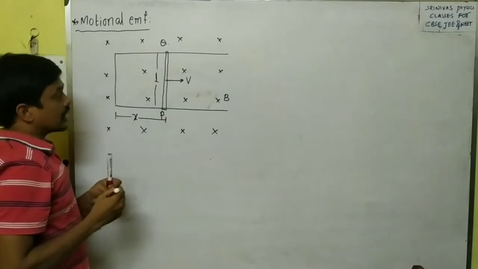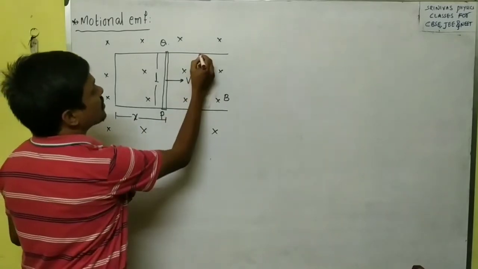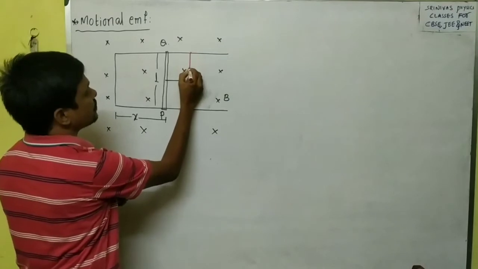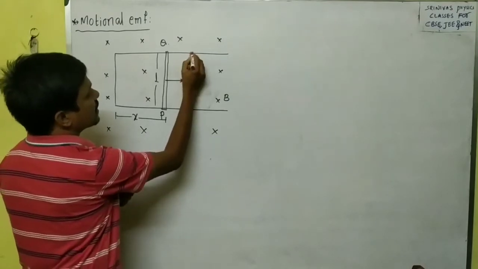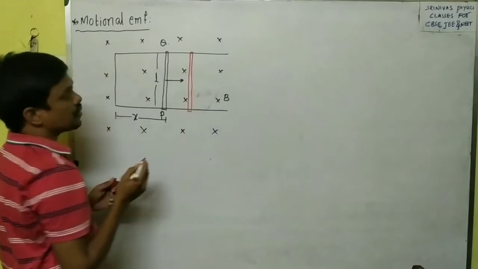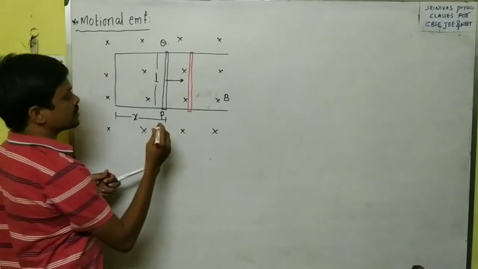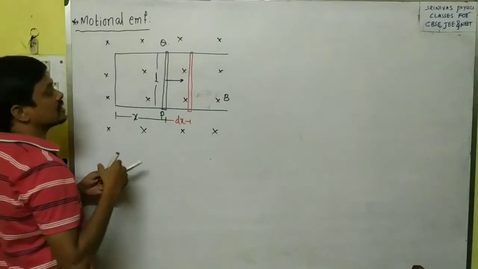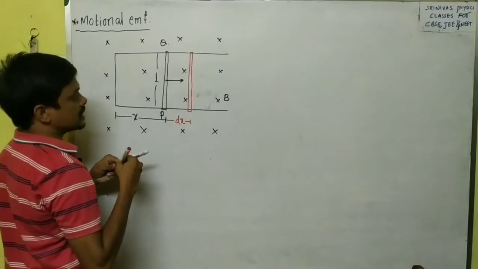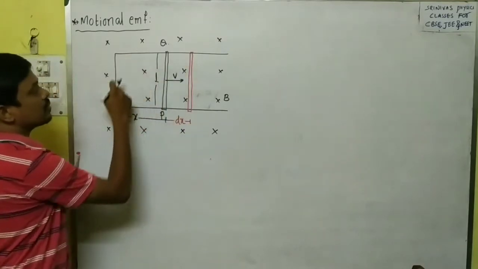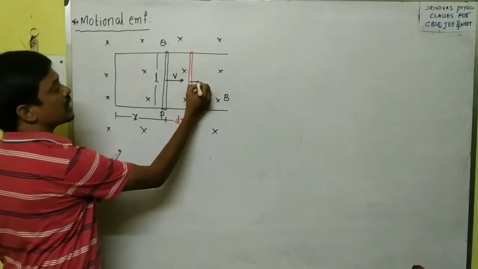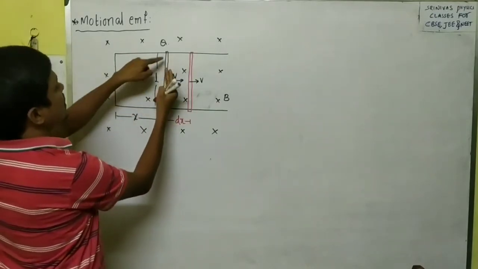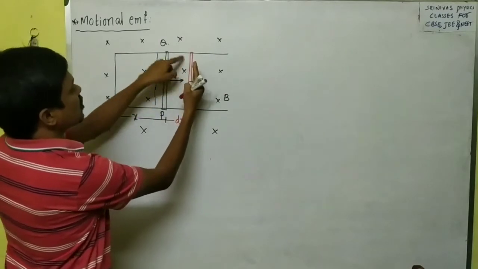Now when the conductor moves with a certain velocity, after some time it goes to another location. For example, the conductor goes to here. This is the new location of the conductor, and the conductor takes some displacement, that is dx. During this, the area of the loop is increasing. When the conductor moves to the right side, the loop area increases.